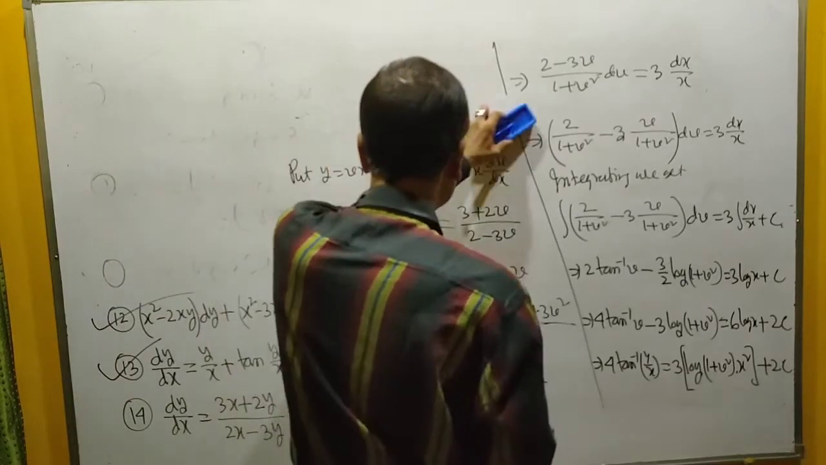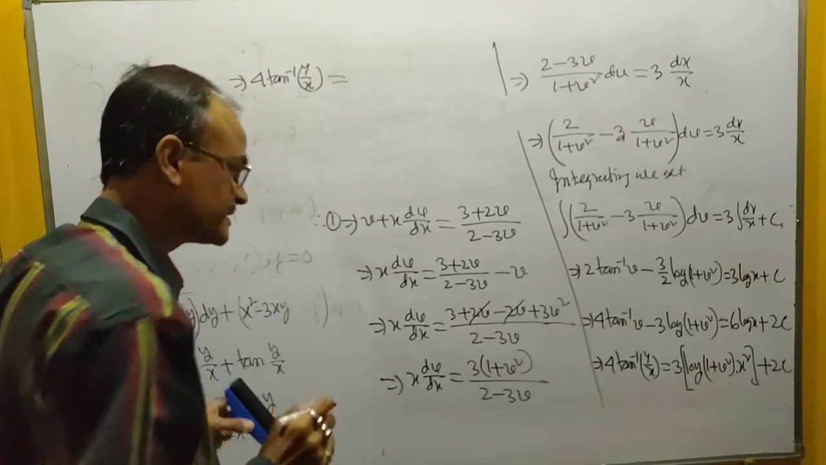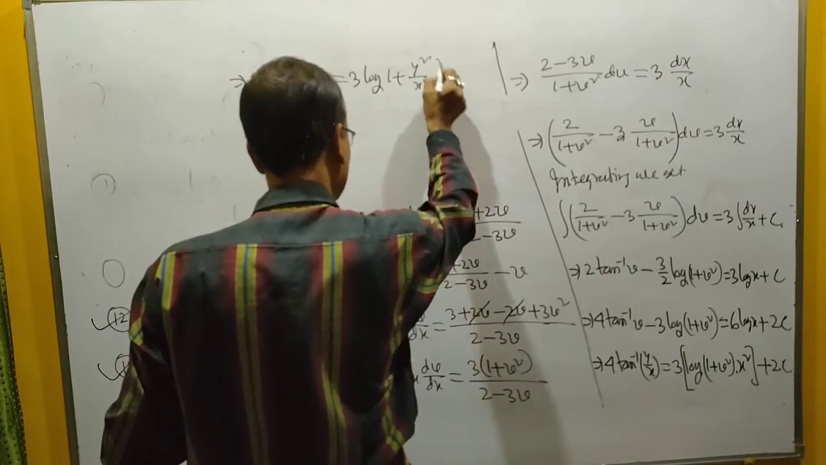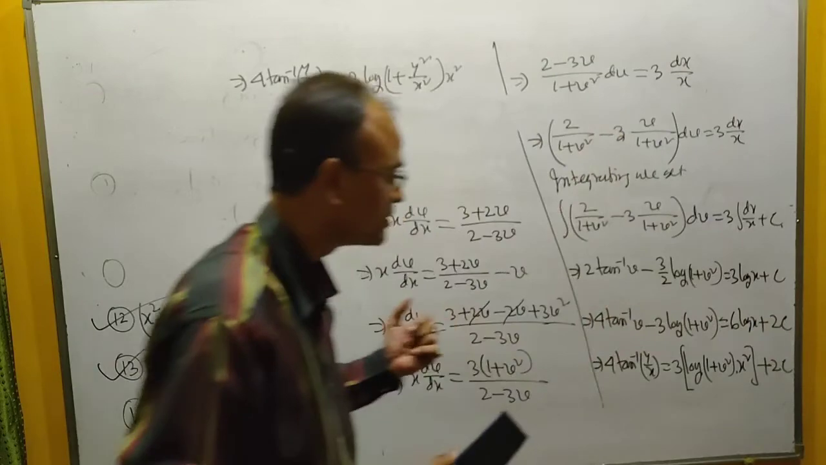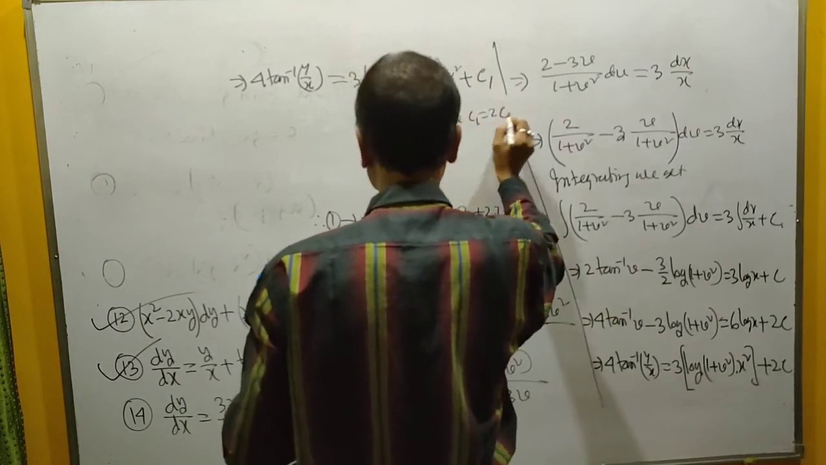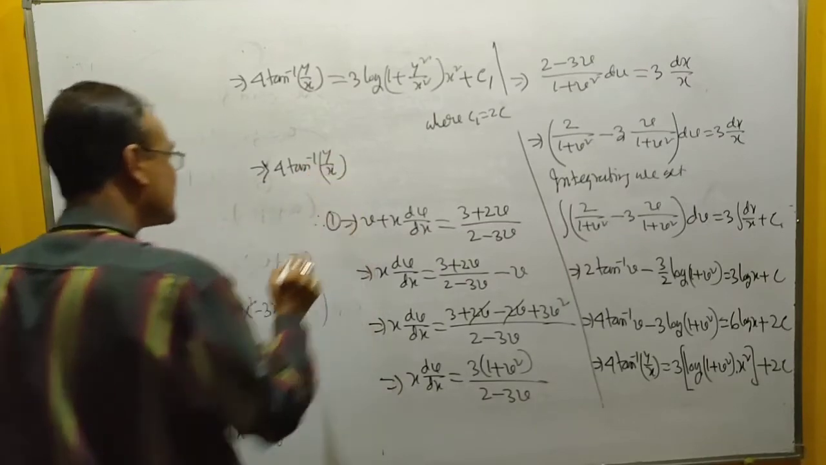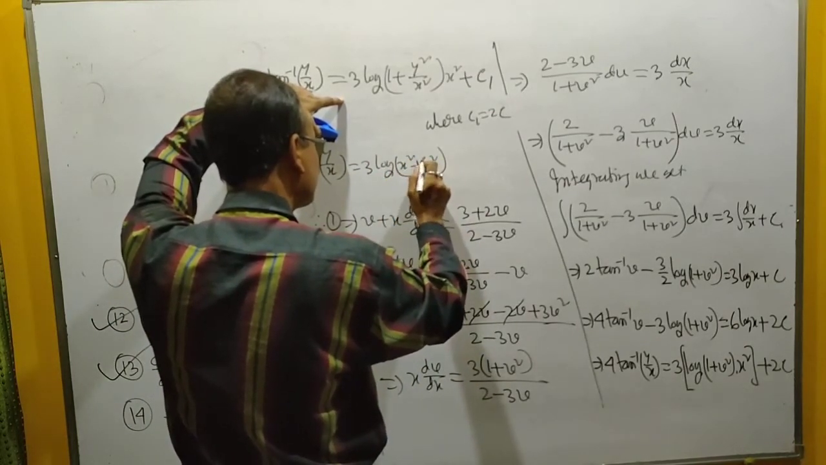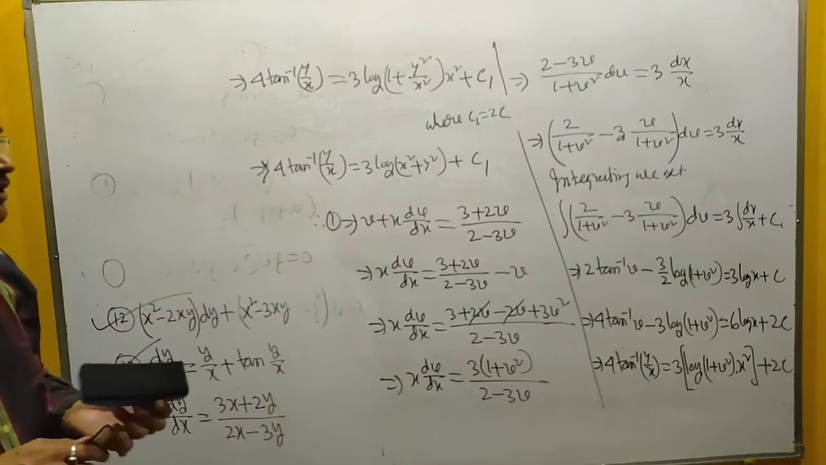Let me write here. Or 4 tan inverse y by x equals 3 times log of (1 plus y square by x square) into x square, plus 2 times log of x square, 3 common. Plus twice c. Twice c means c1, where c1 equals twice c. Or you may write 4 tan inverse y by x equals 3 times log of (x square plus y square) plus c1. This is the required solution of the differential equation.